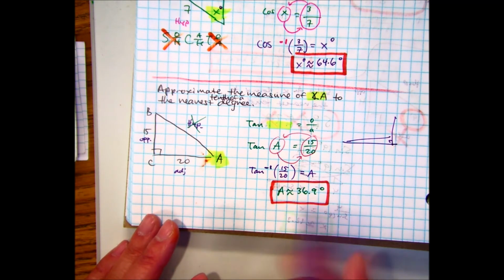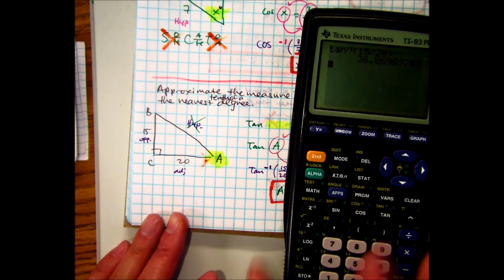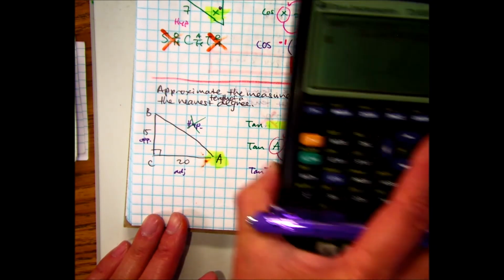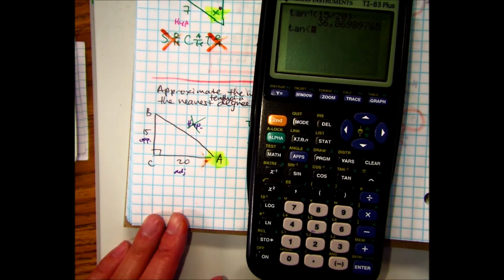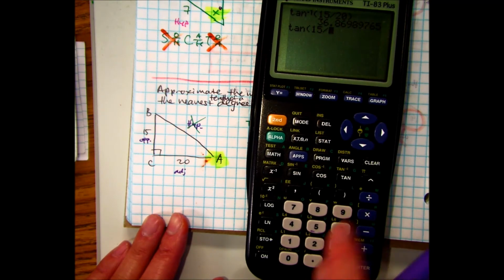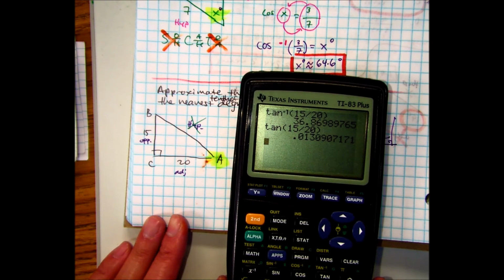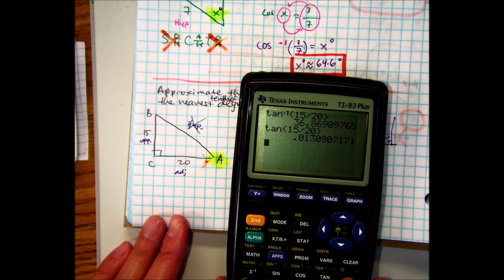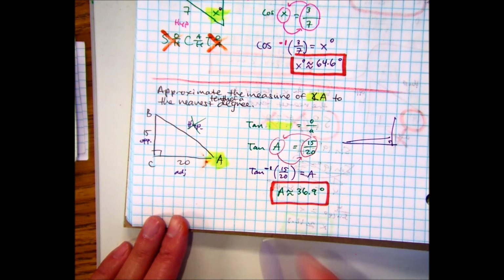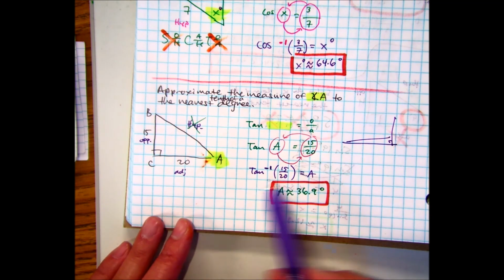The reason why I'm stressing that is the student might confuse yesterday's lesson and just try to type in tangent of 15 divided by 20. And they might write down that 0.01 is an angle. That student who's confused does not understand what it means to find an angle by using the inverse.